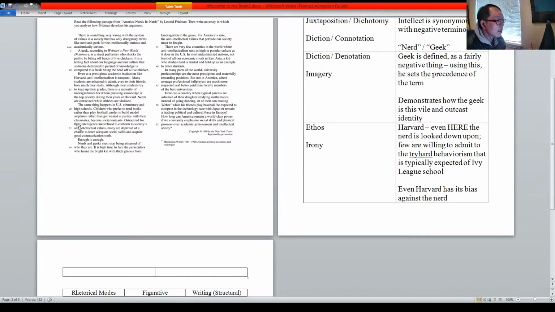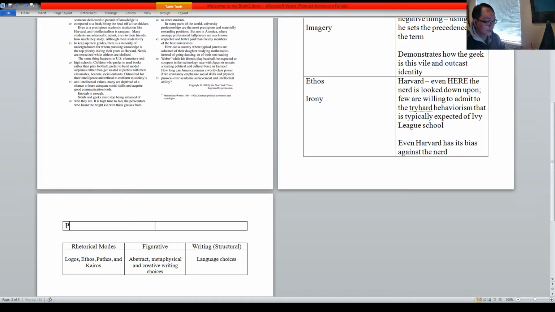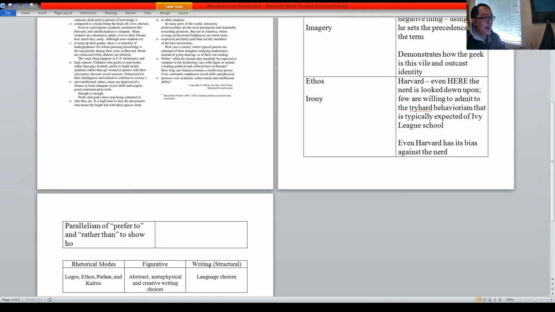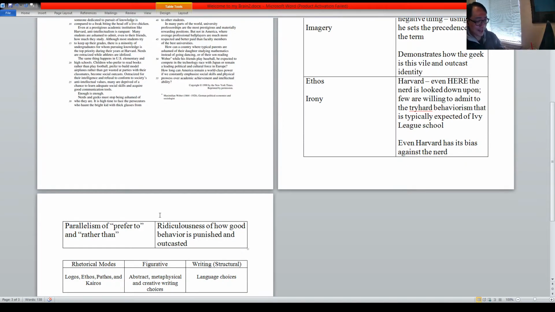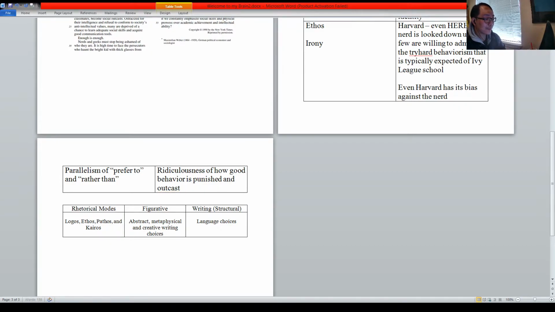So I'm looking at the structure here where this author has this little parallel structure, right? Prefer to, rather than, and they become social outcasts, those who prefer to do this versus the other. So I'm looking at this parallelism of prefer to, rather than, to show the ridiculousness of how almost good behavior is punished and outcasted, which is kind of ridiculous, right? Because they emphasize it so much in schools, but then later when you actually do the thing that they ask you to do, you are not seen as positive.